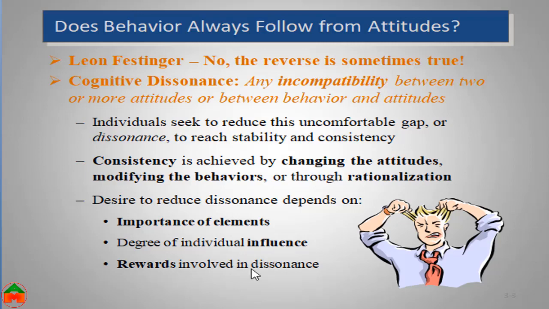However, dissonance or incongruity or inconsistency is not comfortable. That's why, as an individual, the employee tries to reduce the uncomfortable situation or inconsistency by reducing the gap. How can we achieve consistency? Consistency can be achieved by changing the attitudes, modifying the behavior, or through rationalization.